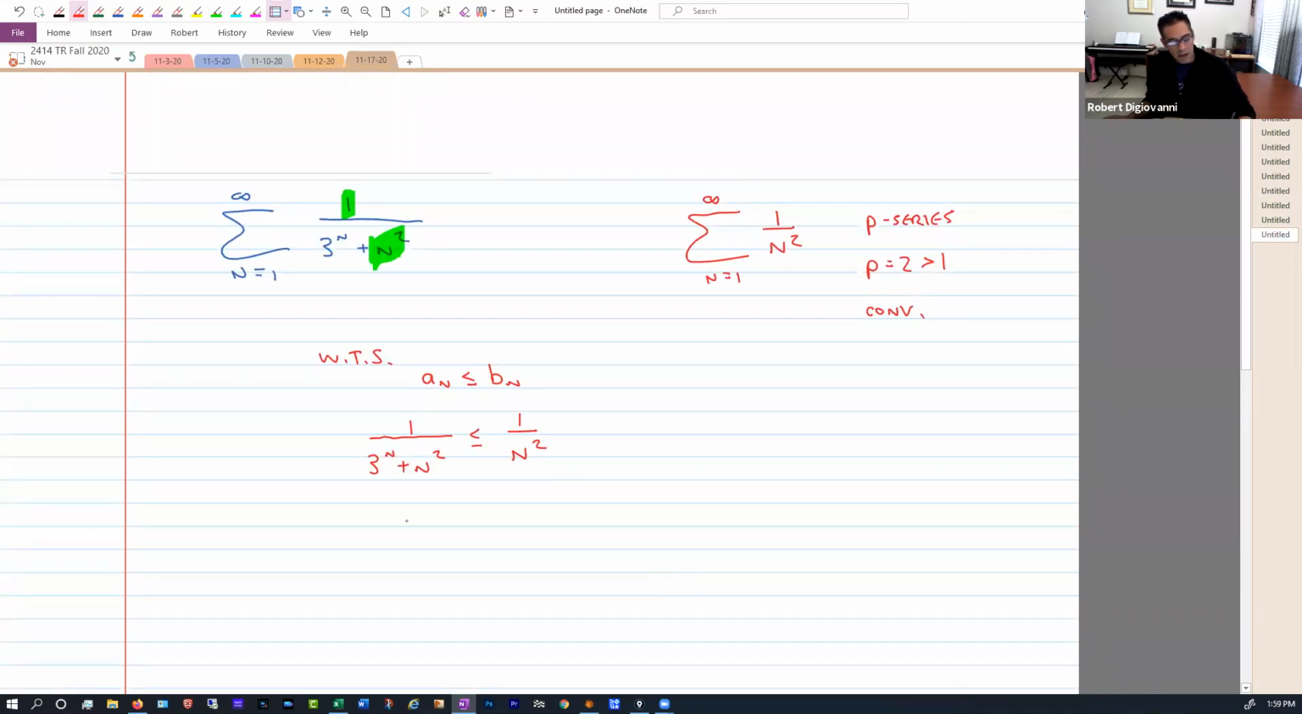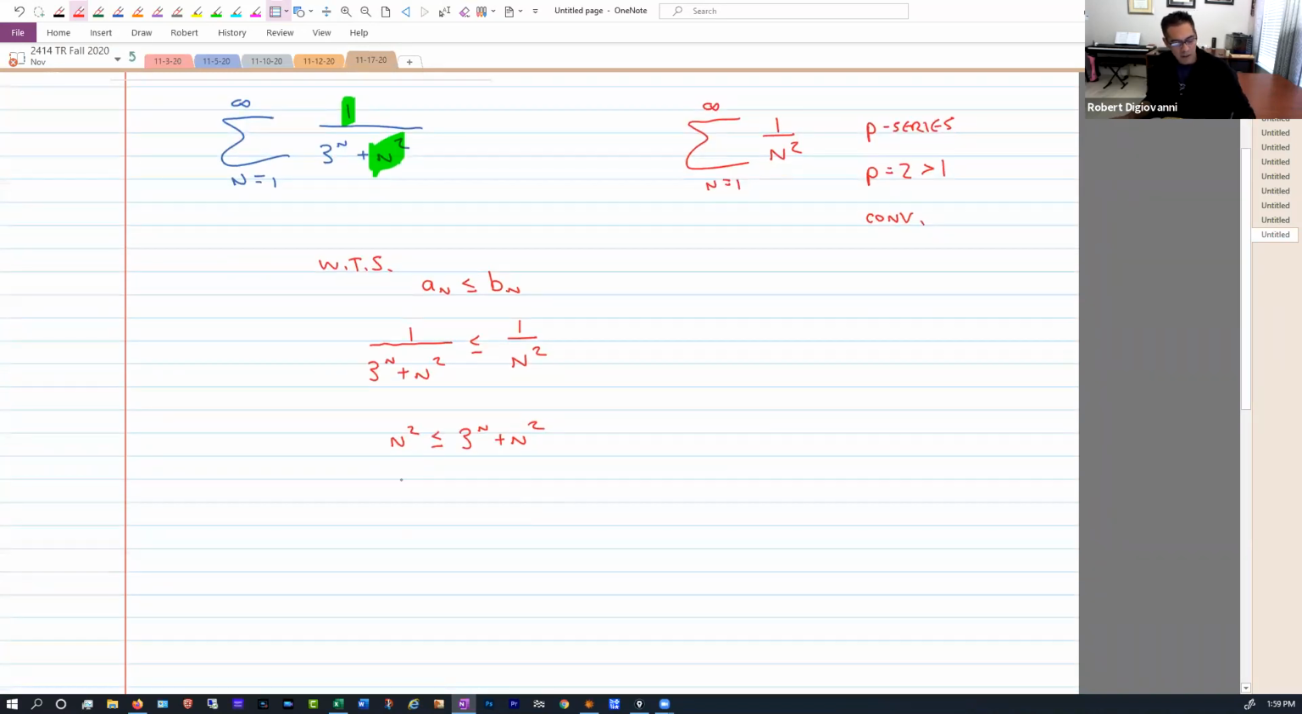Let's cross multiply again. Let's subtract n squared on both sides. Is that true? Yeah, 3 to the n is bigger than 0. Therefore, the original series converged.